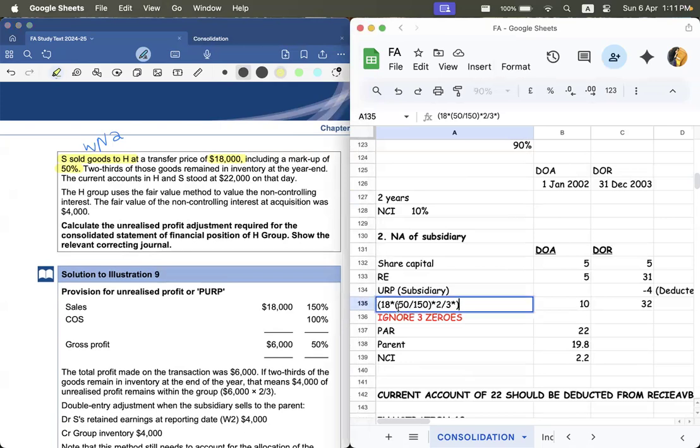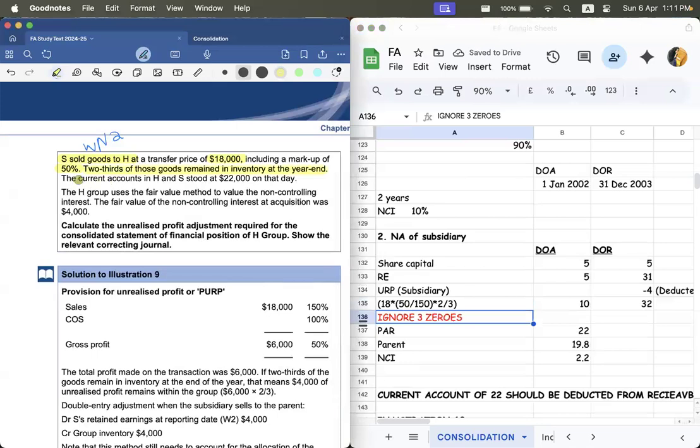So in order to find the profit, you're going to do profit 50 over what is given as the selling price, that is 150. Now there is a twist because they have told us only two-third is left unsold. So you're going to do 2 by 3 as well. Clear? Understood?